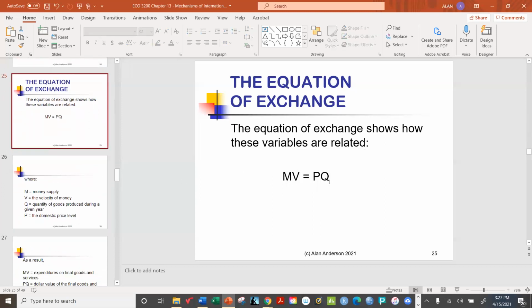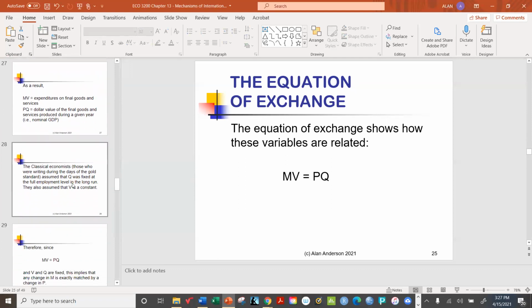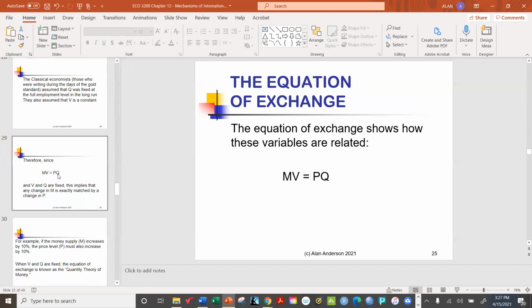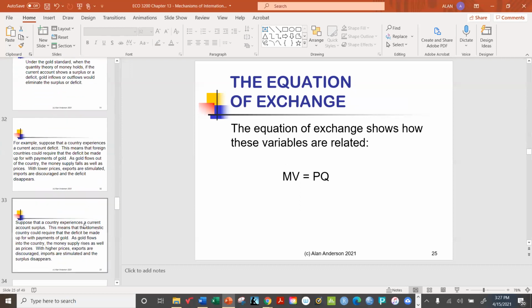And so, as they mentioned in the video, V and Q are typically assumed to be relatively constant. So therefore, any change in M will lead to a proportional change in P. So for example, if the money supply goes up 10%, then we would expect that prices would go up about 10%. But again, this is all based on the theories of the classical economists who are writing at a time of fixed exchange rates and the gold standard.